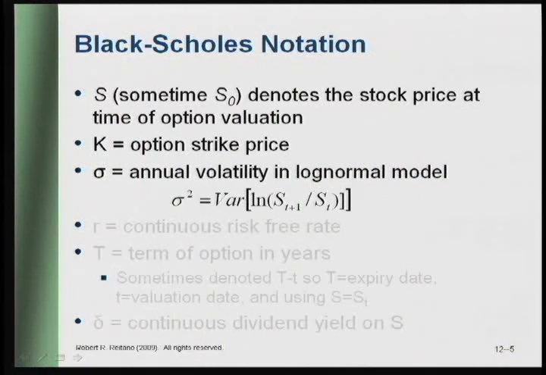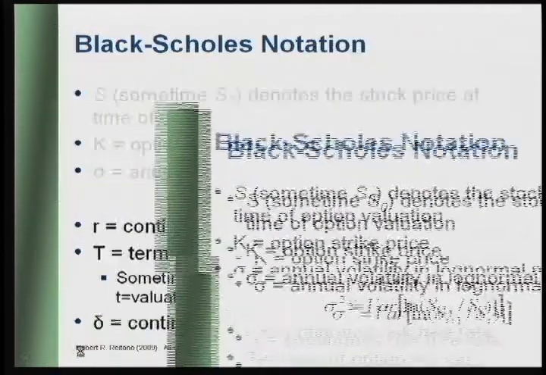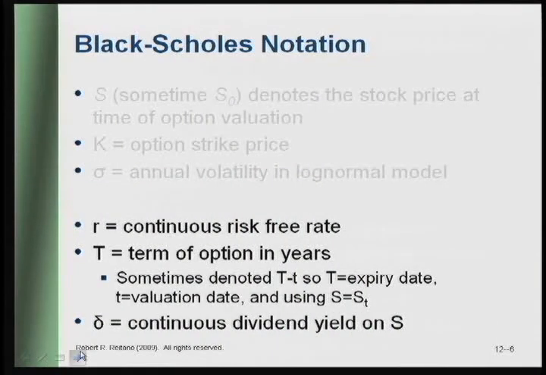So the notation, I've already described it, but just a quick review. In some formulas, S is denoted S0 to indicate that we're calculating the value of the option at time 0. K is the strike. Sigma is the annual volatility, so sigma squared is the variance of the log ratio of prices 1 year apart. r is the continuous risk-free rate. T is the term in years.